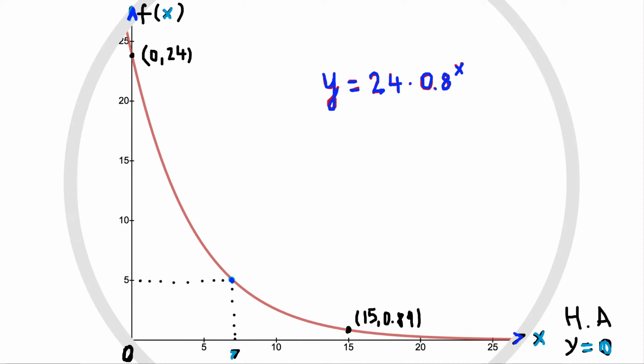So now we go in here. When we go to Desmos and graph the function y equals 24 times 0.8 to the x, or use graphing utilities, we get this graph here. Just let me mention, this is a reasonable domain, because in a real world situation we are looking at the first quadrant, where x values are positive and y values are positive.